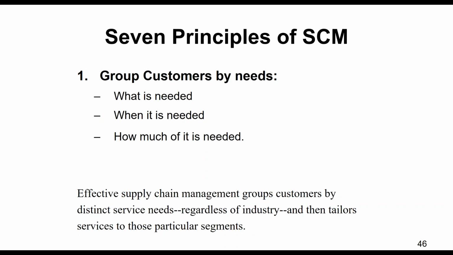And these segmentations are irrespective of industry. So each industry will have these kind of customers everywhere. So you need to segment, how to do this.